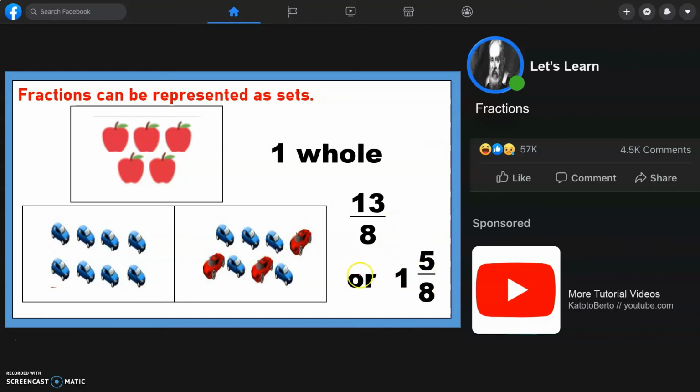Why 13/8? Because you have 13 blue cars. And per set, we only have 8 cars. So that will be 13/8 or 1 and 5/8 because we have 1 whole set of blue cars for the first set and only 5 blue cars on the second set. And per set, we have 8 cars. So that will be 1 and 5/8. Okay?